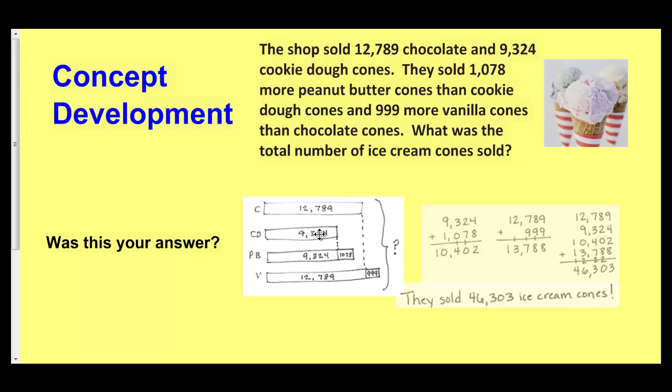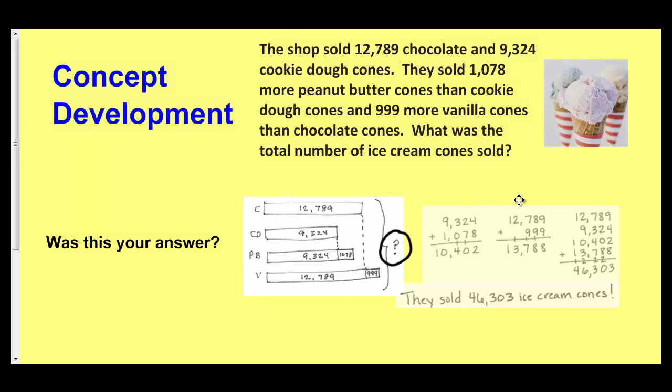All right, so here is how much chocolate the shop sold, and here's how much cookie dough cones they sold. And it said that they sold 1,078 more peanut butter cones than cookie dough cones, and 999 more vanilla cones than chocolate cones. So if you take a look at the tape diagram, it clearly shows you how much more. And I think that's why it's really important that you draw the tape diagram. But the question says, what was the total number? That's why this is where my question mark is.